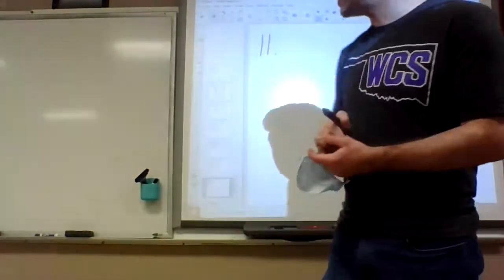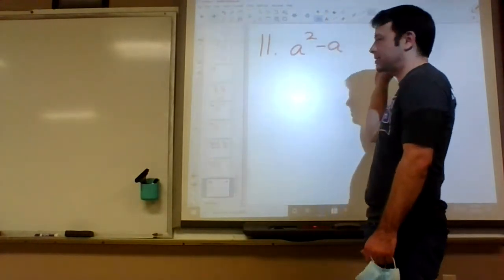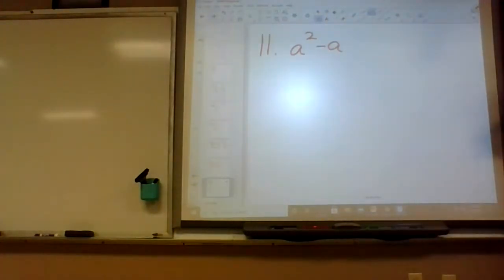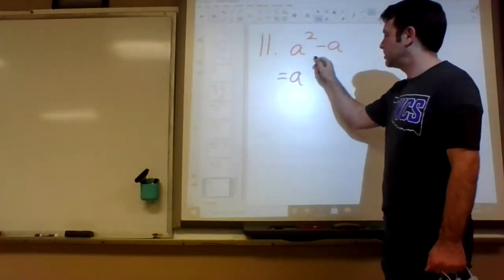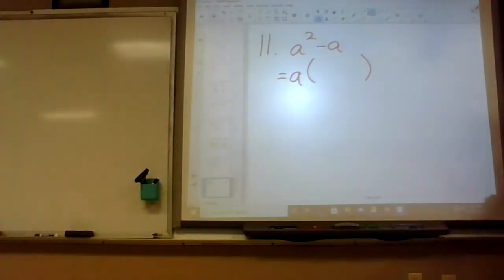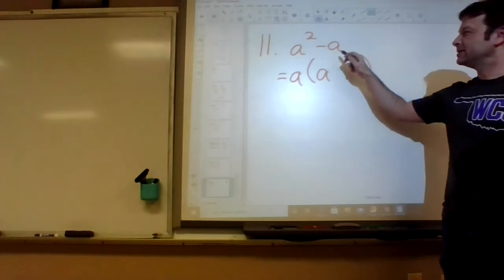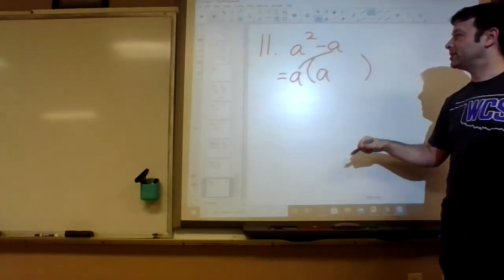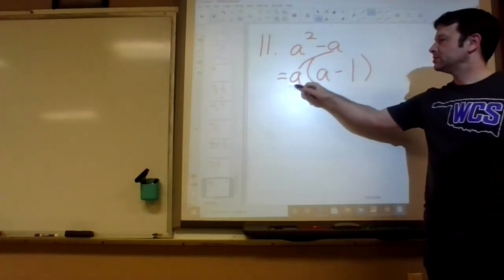Okay, 11. A squared minus a. We'll use this one. People will miss it, but it's an odd one. What goes into both of them? A. What's left after I divide an a out? Okay, that's where we get it wrong. A minus what? What's a divided by a? 1.